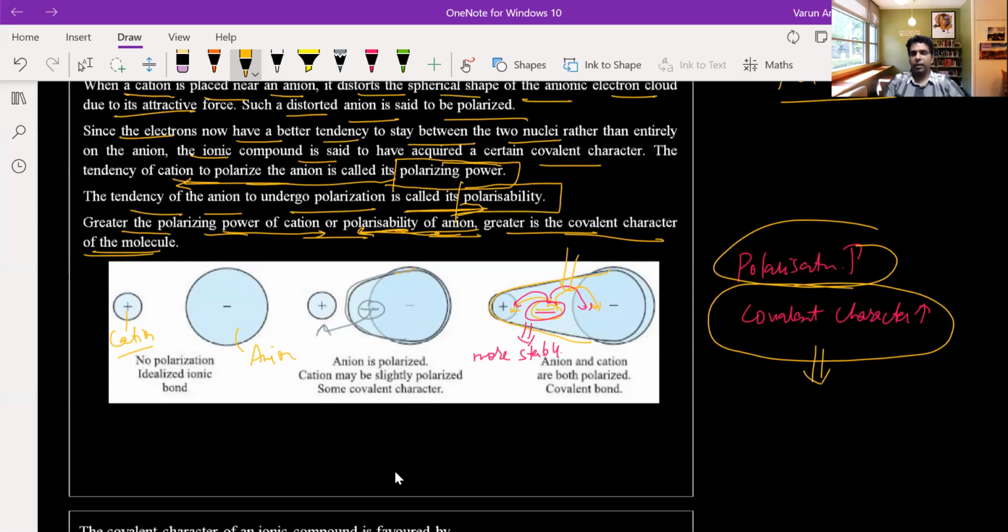So covalent character will depend upon polarization. Now polarization depends upon the cation and anion. So more is the polarizing power of the cation or more is the polarizability of the anion, more is the polarization. That means more is the covalent character in that ionic compound.